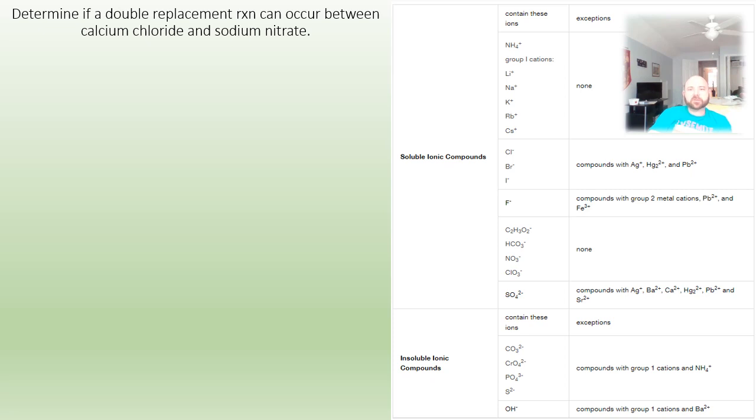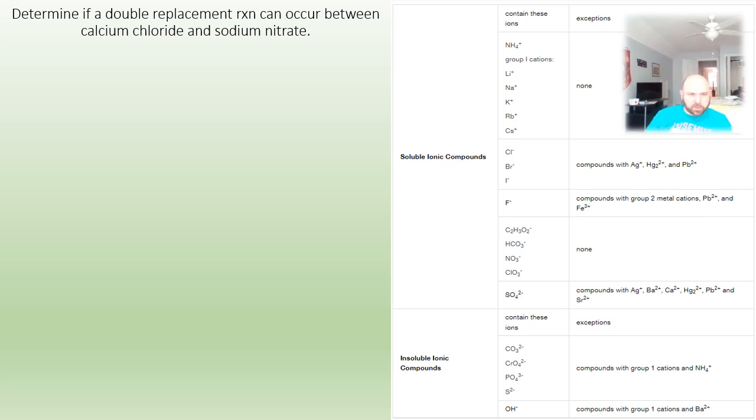In our last example of how to predict double replacement reactions, I'm going to show you one that actually does not work. So an example that would lead to what we call no reaction. It says, determine if a double replacement reaction can occur between calcium chloride and sodium nitrate. And I would start this problem like I do any other. I would put my two reactants down in chemical equation format and see if both of them were soluble compounds.